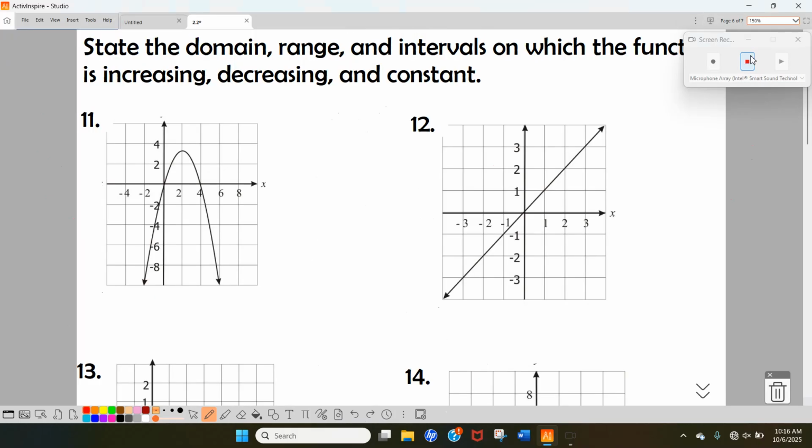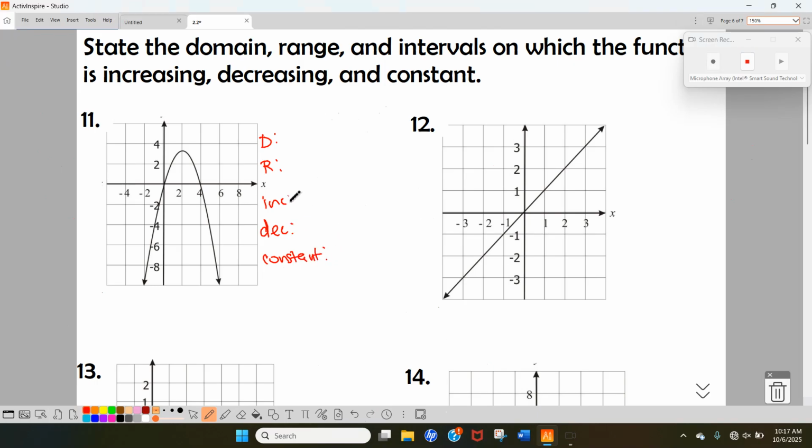All right, so this last part is I want domain, range, and intervals where it's increasing, decreasing, and constant. This will be on your test, and it's slightly different from what you've learned in the past. I don't really know why this book insists on doing it the way that it does. I don't really agree with it, but that's what you have to do to get the points.